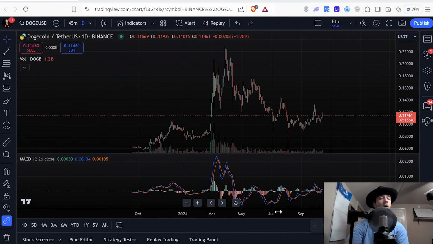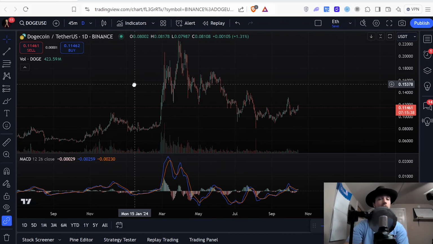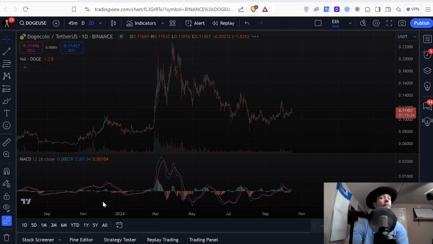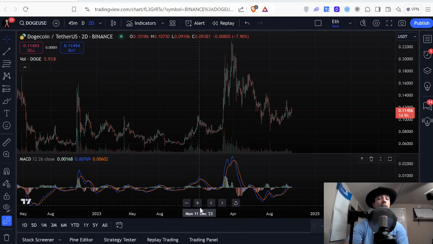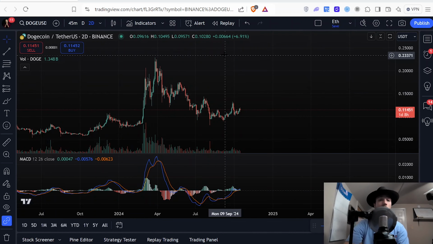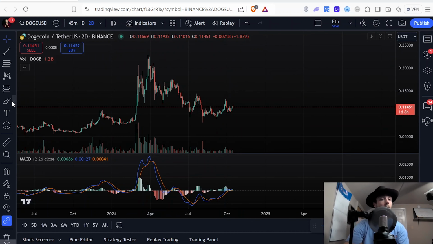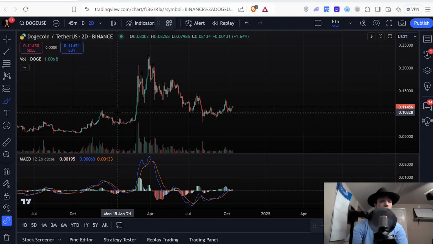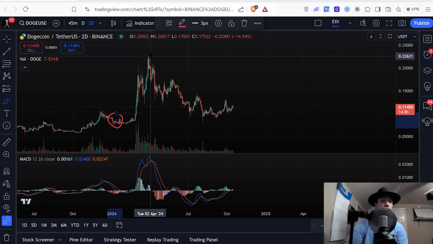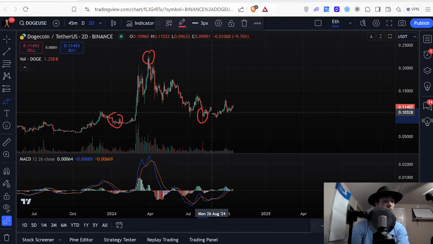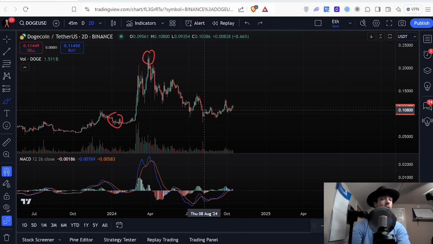Now, if we remove all of the drawing tools and just take a look at Dogecoin a little bit zoomed out here, and we'll even increase the time frame to maybe the 2-day time frame, you can also see what's going on from a market cycle perspective. So we have a mini market cycle here. Here's our first sell-off. Here is our euphoria right here. And then we have depression down here. So that's a complete market cycle, a mini market cycle here on Dogecoin.